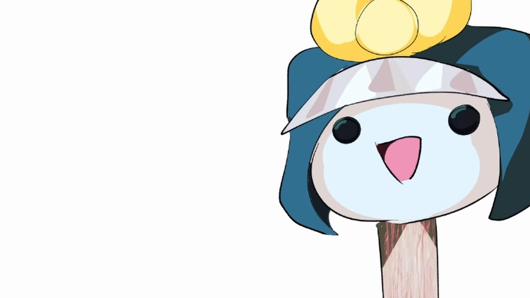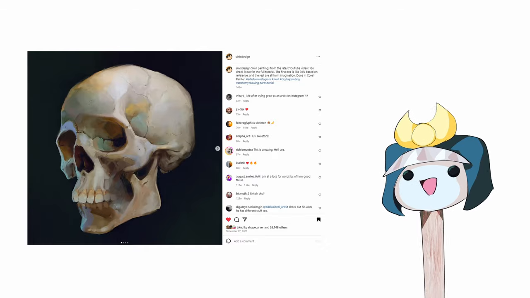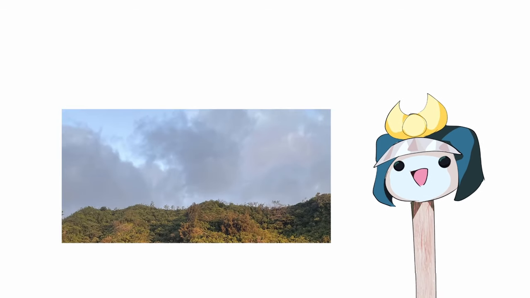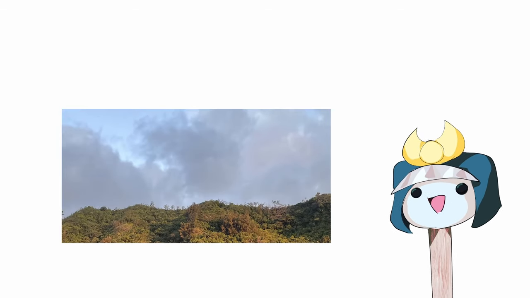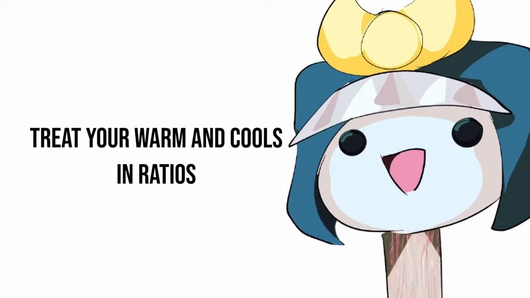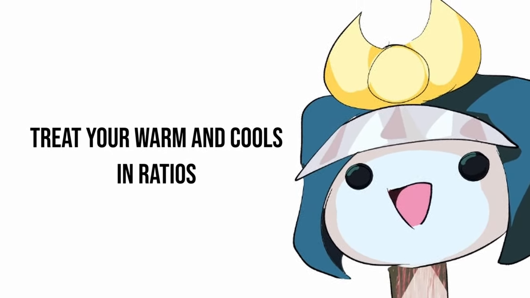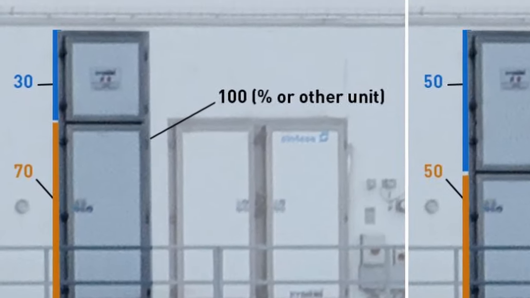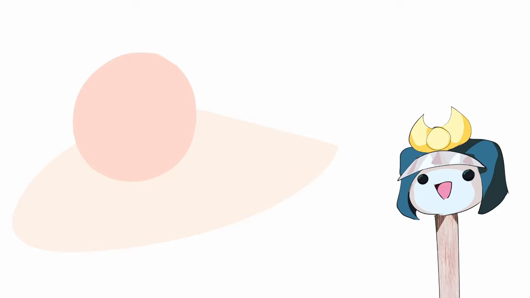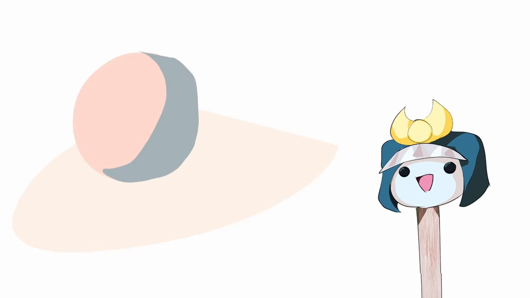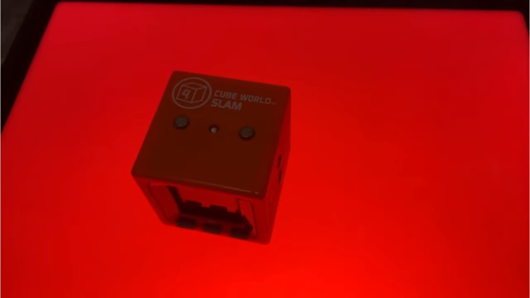Let's dumb it down. Our brains like the difference between warm and cool, partially because of how light works in real life. But the important part is to treat your warm and cools in ratios. 70-30 again is a good one. If your lights are warm, then it usually looks more natural if your shadows are cool. How cool? That's up to real life, or the artist.